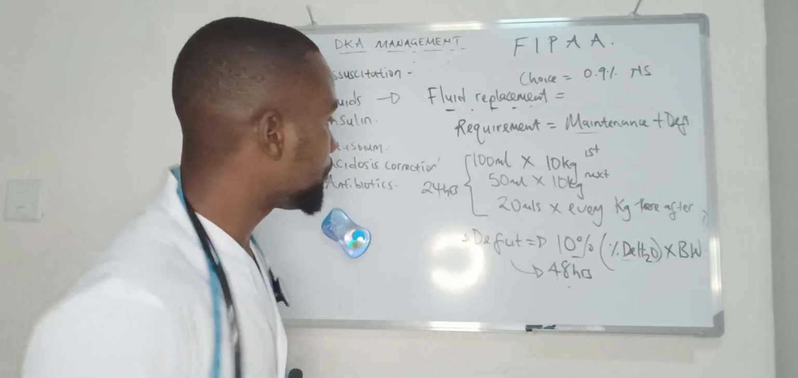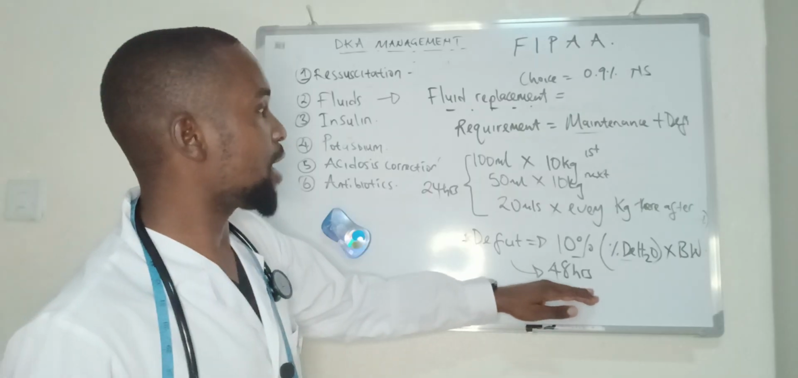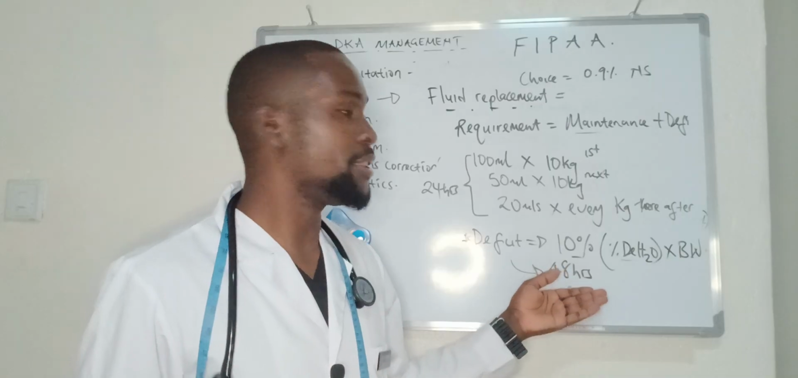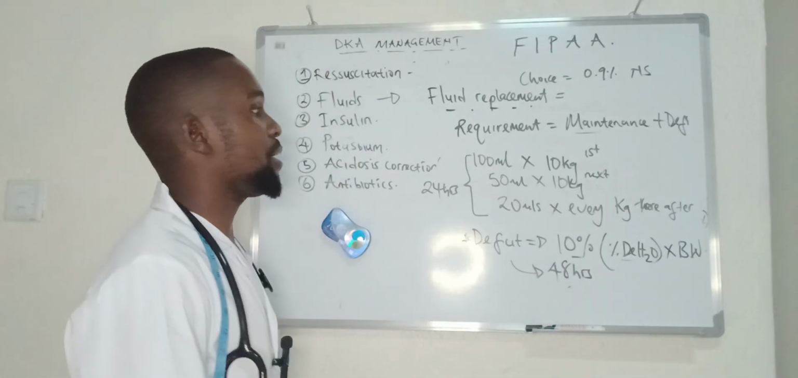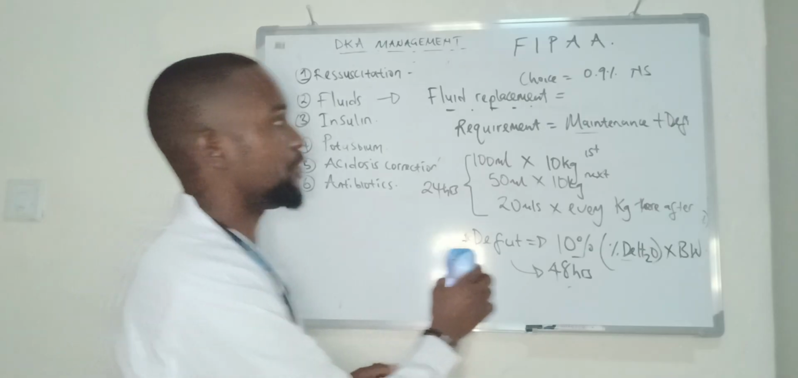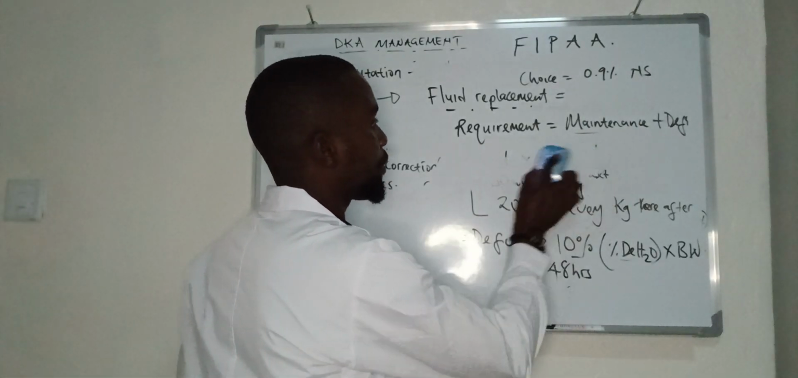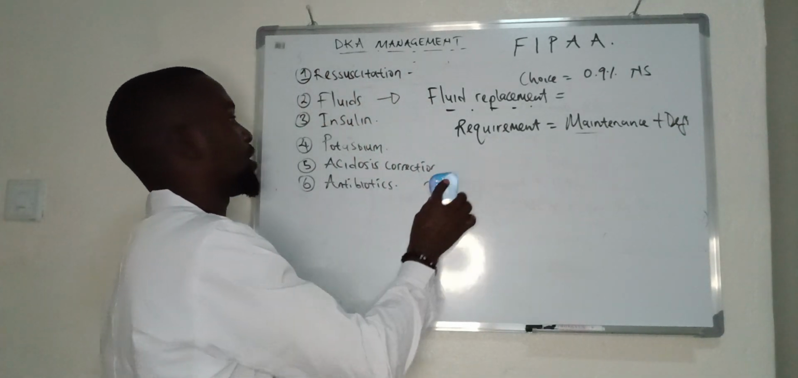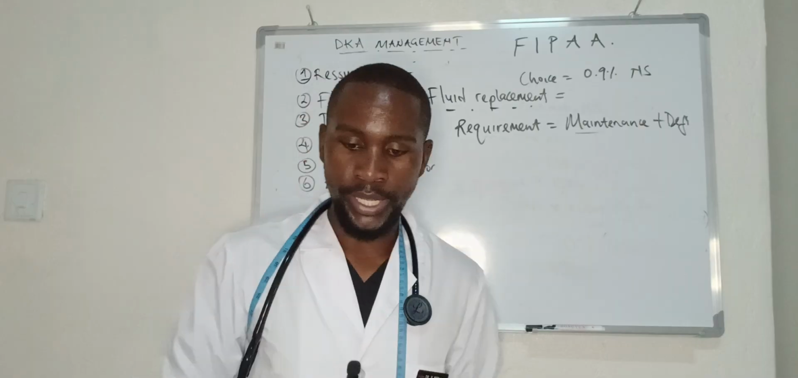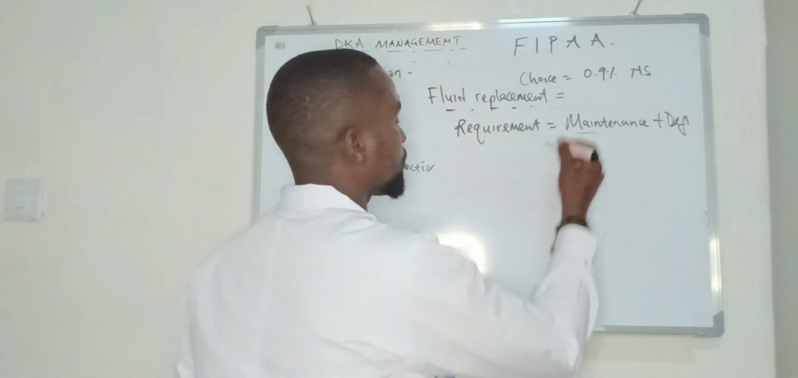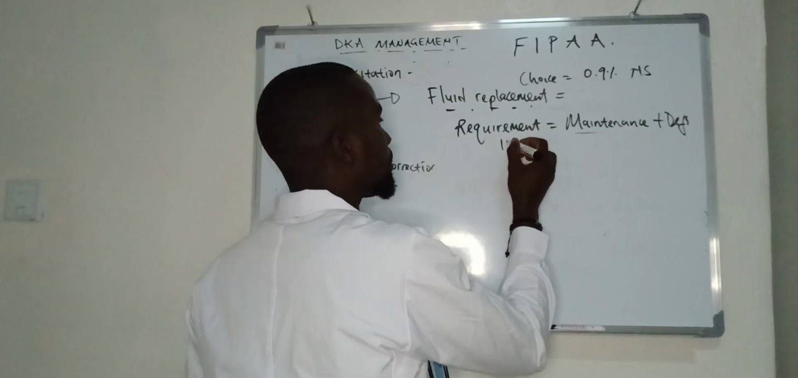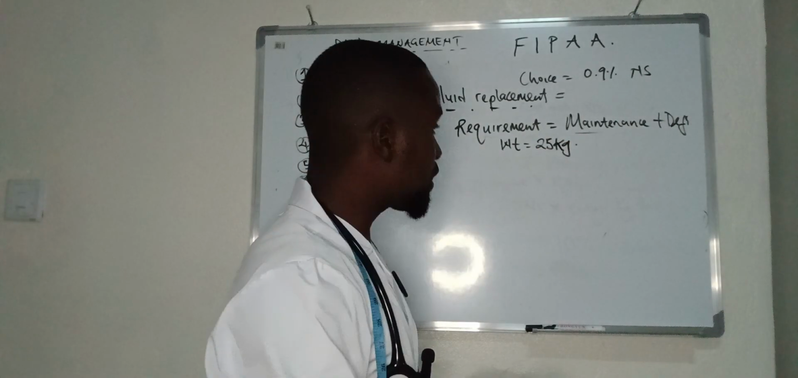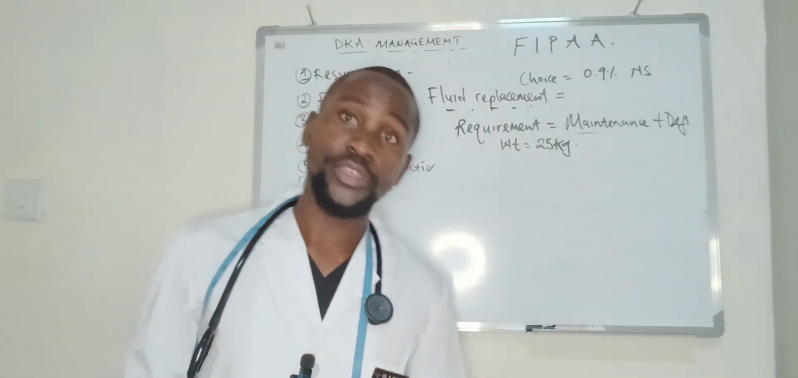Now I'll give an example of how you calculate. When you add the deficit plus the maintenance, that's the amount of fluids you are going to give in this patient in 24 hours. I hope you've understood this. So let me give an example of a patient who comes in with DKA. Let's say this is a 25 kg patient, so the weight of the patient is 25 kg, and this patient has come in with DKA.